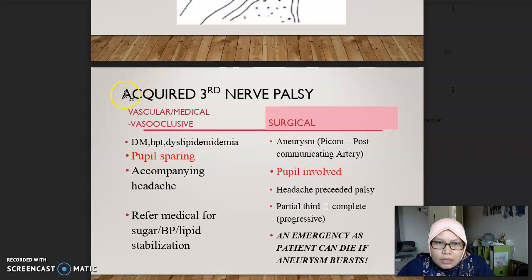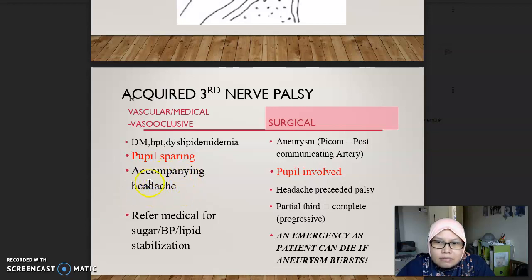Okay, we divide third nerve palsy into two: one is vascular third nerve palsy, which is medical third nerve palsy, and one is surgical third nerve palsy. Medical third nerve palsy is usually because of vaso-occlusive causes, for example diabetes, hypertension, and dyslipidemia. It is usually pupil sparing because the pupillary fibers are not involved, and there can be an accompanying headache.